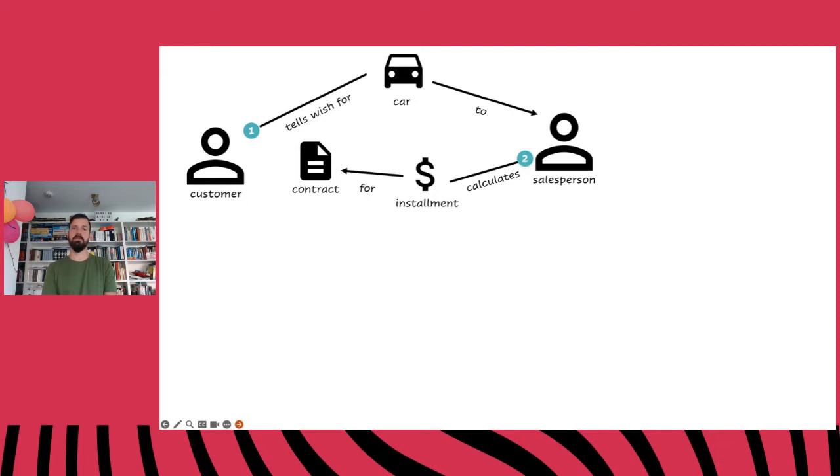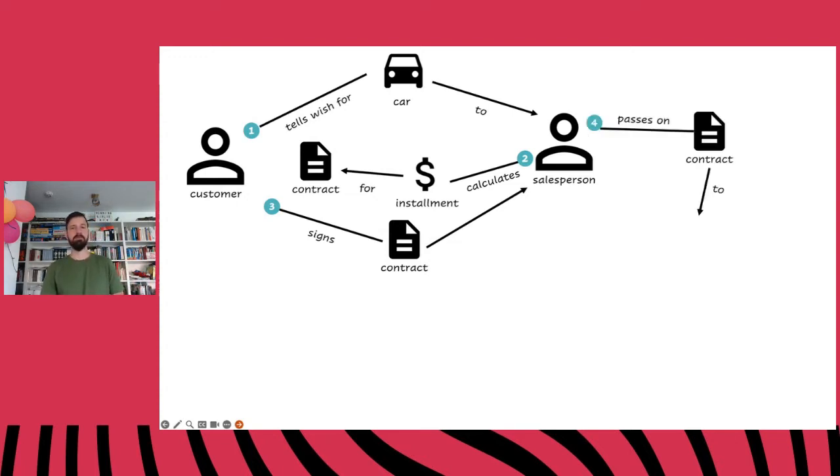And the salesperson tells us, well, I calculate the installment for the contract. Installment, we ask, what does that mean? A word that we don't know. Yeah, the salesperson tells us installment, that's the monthly payment that the customer has to make. And let's assume the customer can afford that installment, then the customer will sign the contract for the salesperson.